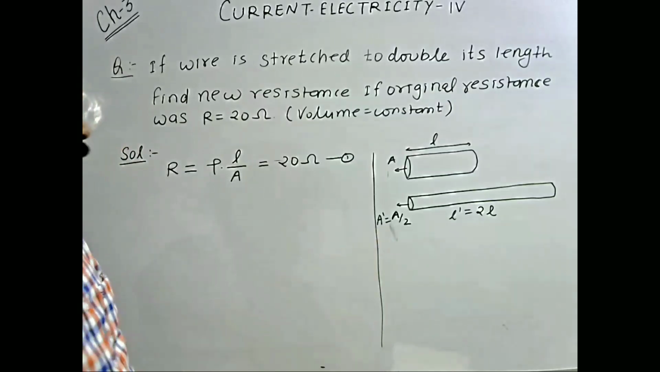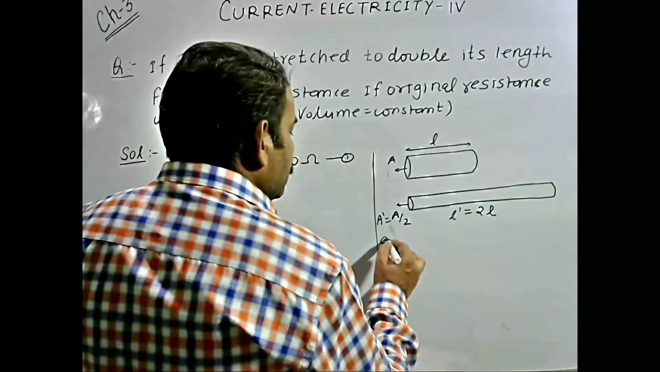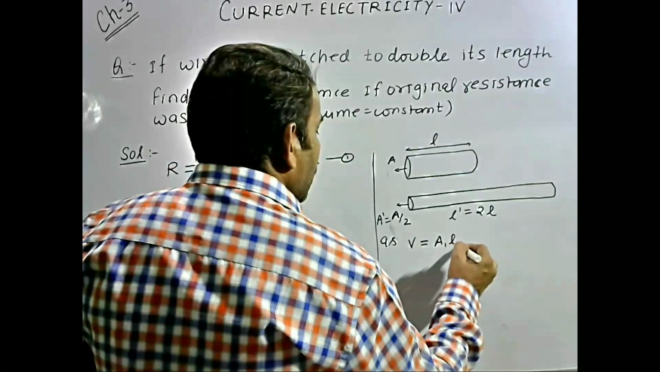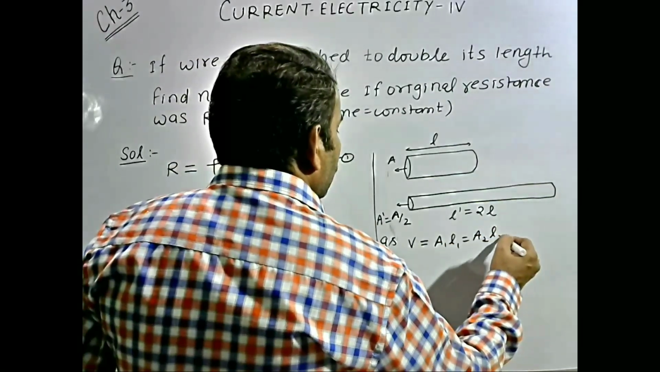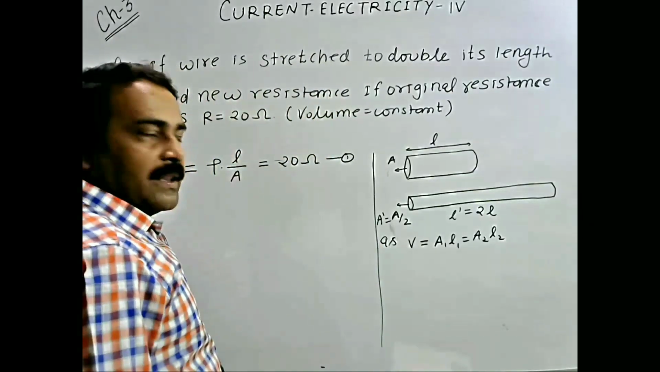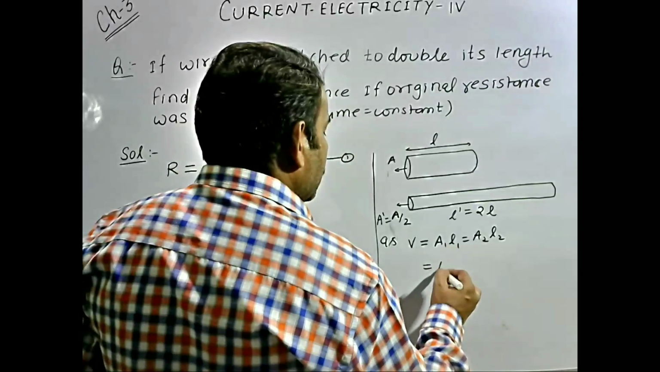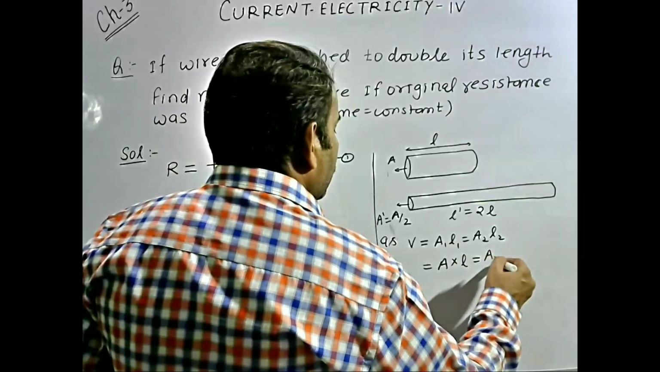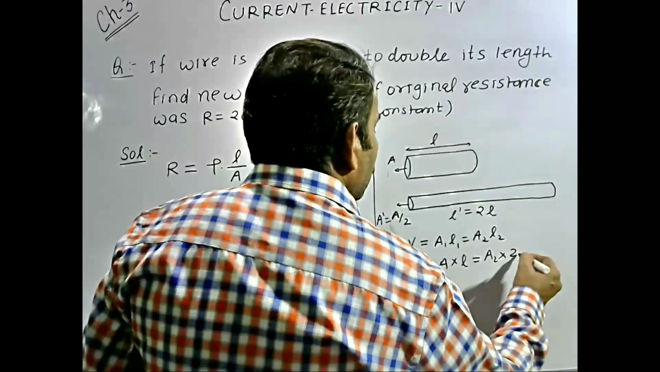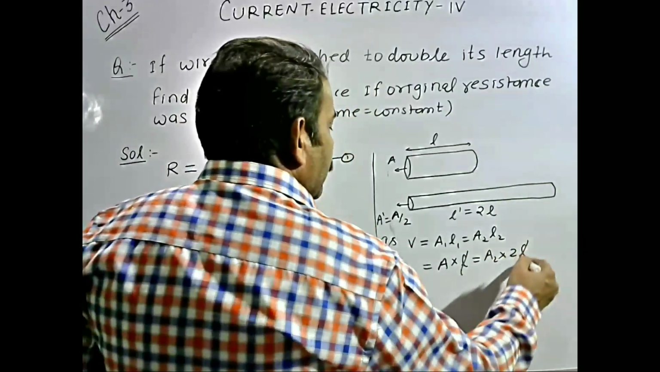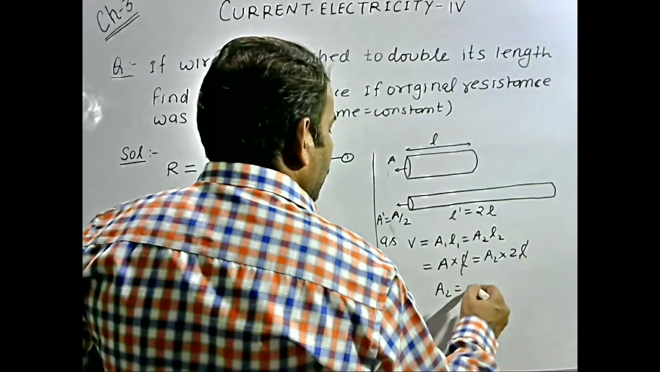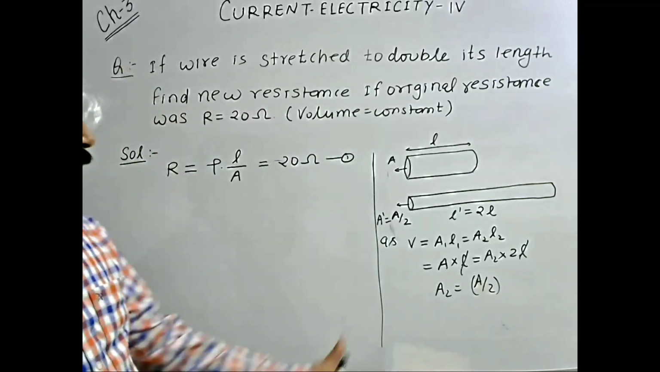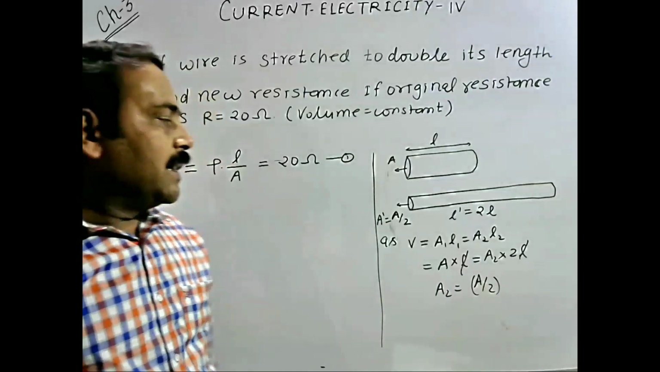How? As the volume of the conductor, as volume V equal to A1 L1 equal to A2 L2, it remains constant. Here it is given A1 is A, L1 is L, A2 to be determined, and L2 is equal to 2L. So when you simplify it, we have A by 2. Understand? So the value of A2 obtained is A by 2.